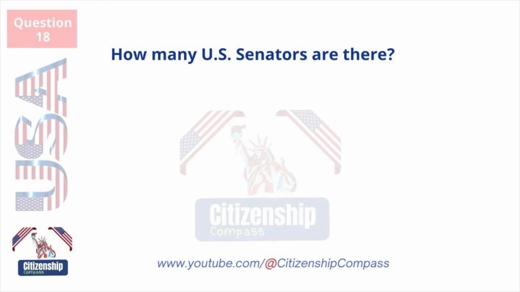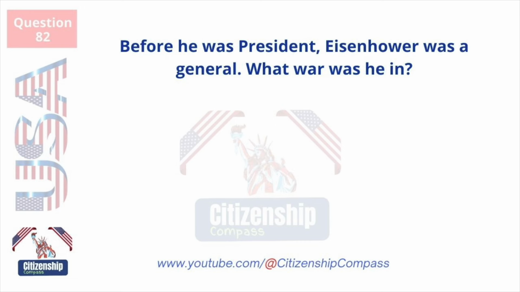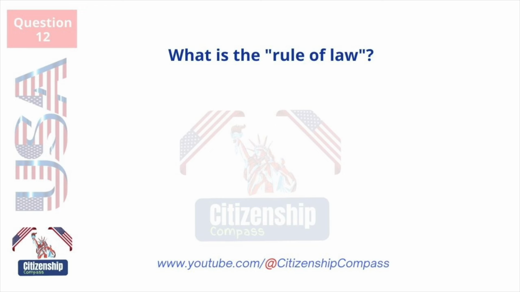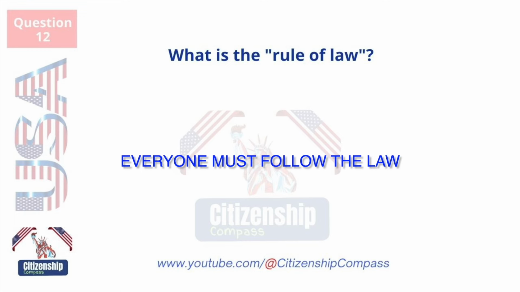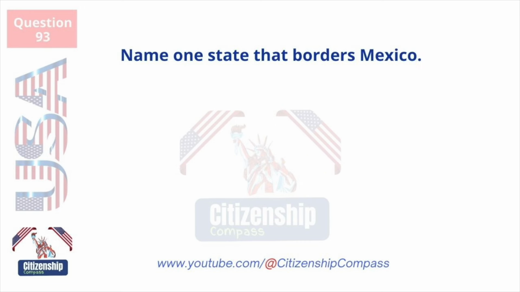How many U.S. senators are there? 100. Before he was president, Eisenhower was a general. What war was he in? World War II. What is the rule of law? Everyone must follow the law. Name one state that borders Mexico. Arizona.